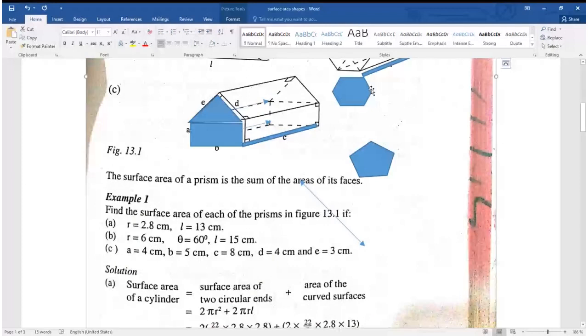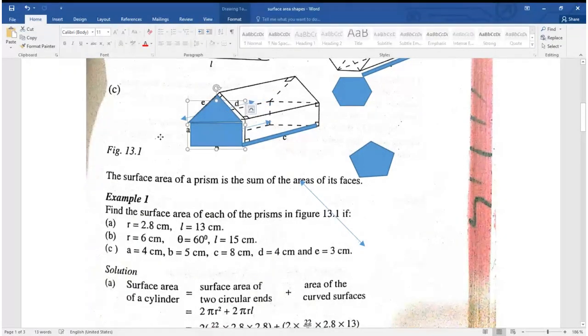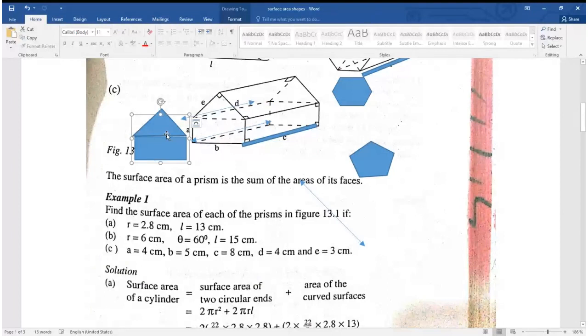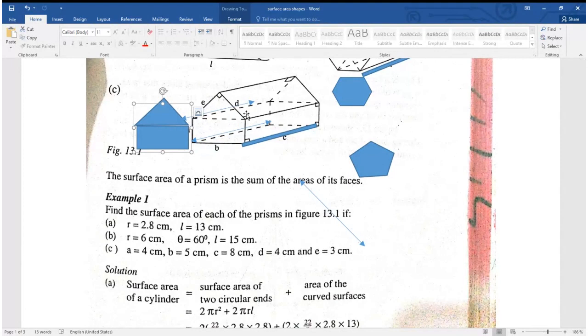Which is pentagonal. And here it is in the shape of a house. Just note the top here. The top here is right angled. So for this top triangle, when finding the surface area, just use half base times height. So you just find the area of this. Here the base is 4 and the height is 3. So half times 4 times 3.